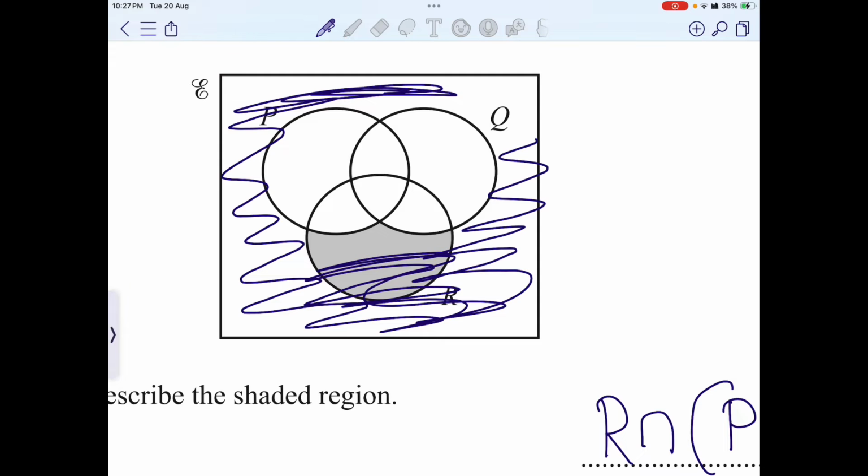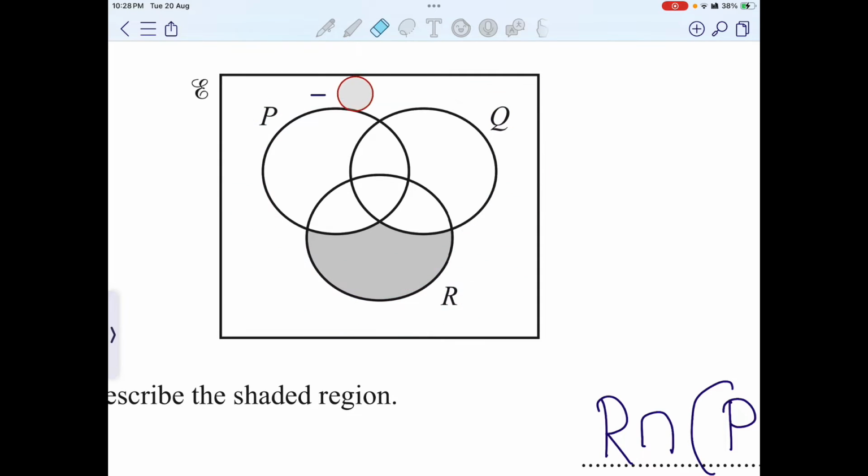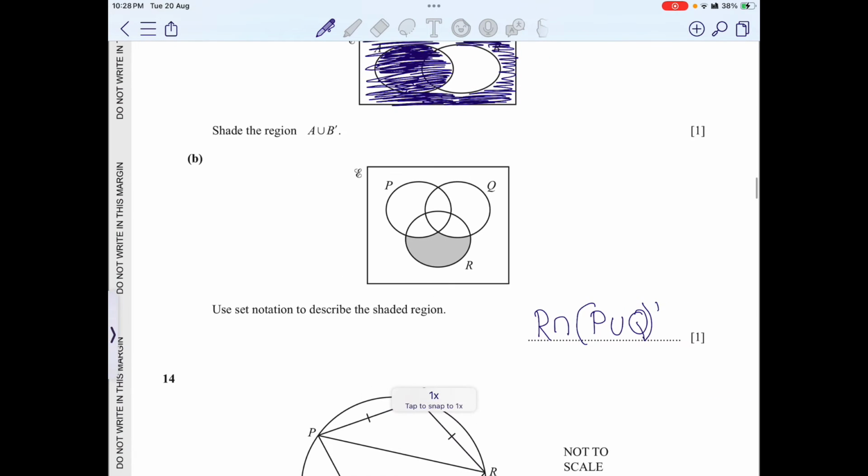And when I say intersection with R, it means that you can erase all of this part and just leave it here, because we want only what's common with R. Alright, I hope this is clear. If you have any doubts, you can comment down below.